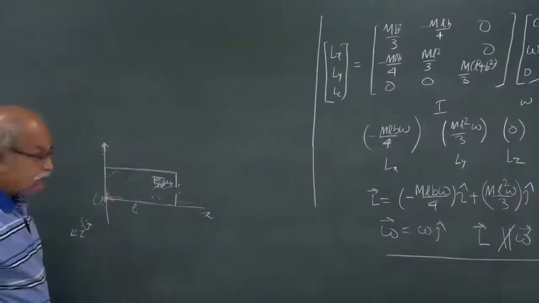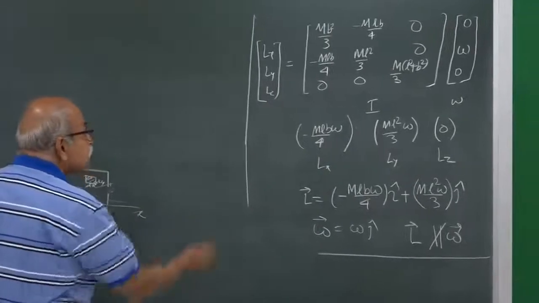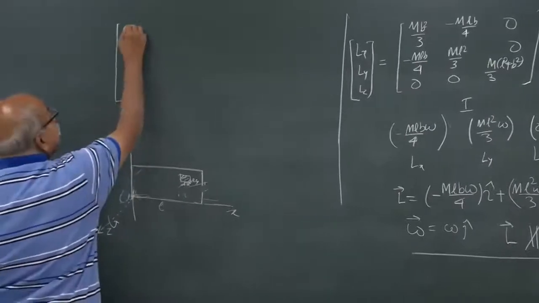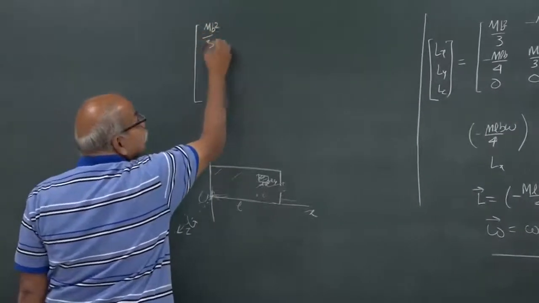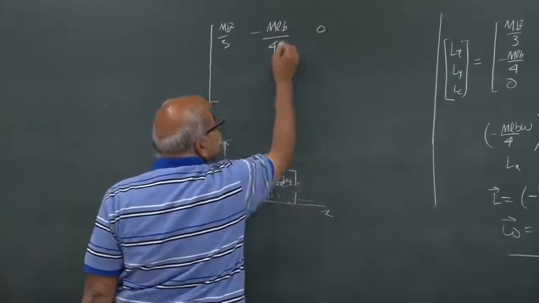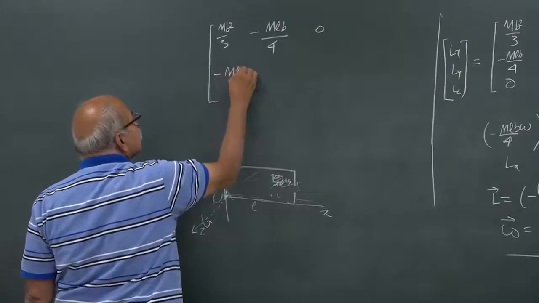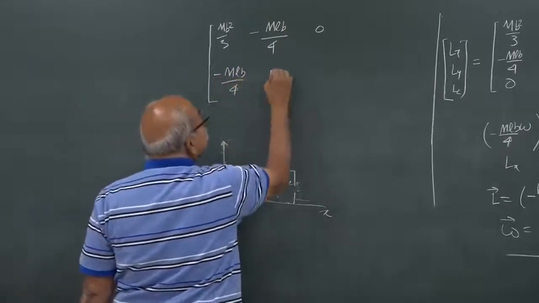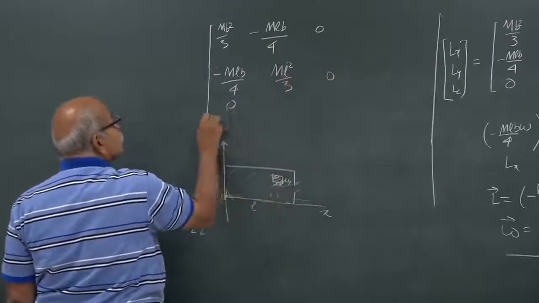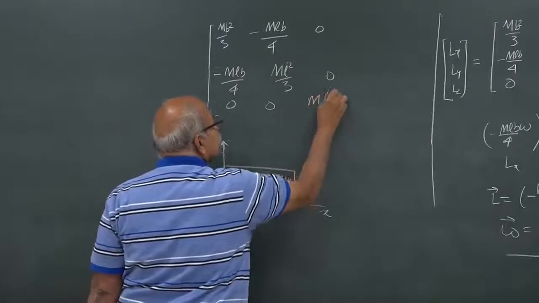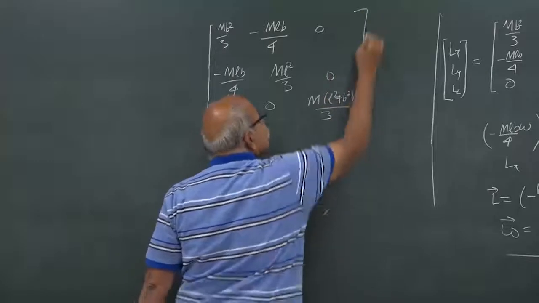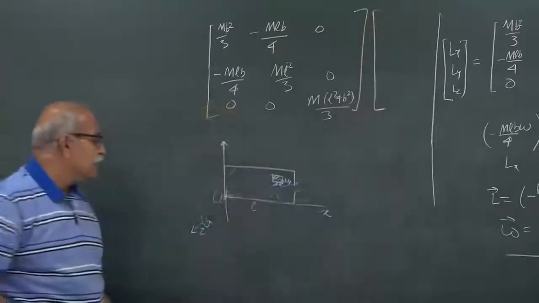In fact, I can work there itself, or let me write, it is the same moment of inertia: m b square by 3, then minus m b L by 4, then 0 here, minus m L b by 4 here, m L square by 3 here, 0 here, then 0 here and 0 here, and m (L square plus b square) by 3. So, it is the same moment of inertia, but omega is different.